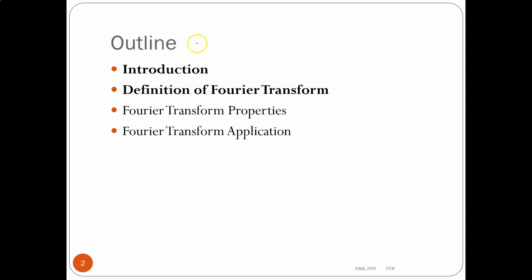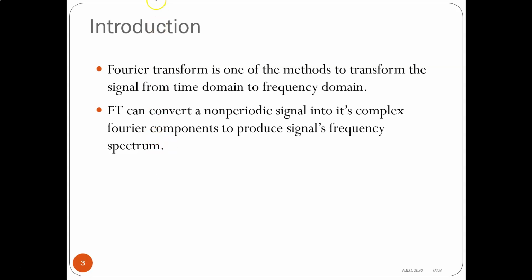Okay, so these are the outlines of this video. I'm going to show you the introduction of Fourier Transform and also the definition of Fourier Transform. Basically, Fourier Transform is one of the methods to transform the signal from time domain to frequency domain. Because for the signal, we have the signals in time domain. So in order for us to process or analyze the signal, basically it's easier to do it in frequency domain. So this is what Fourier transform is used for.